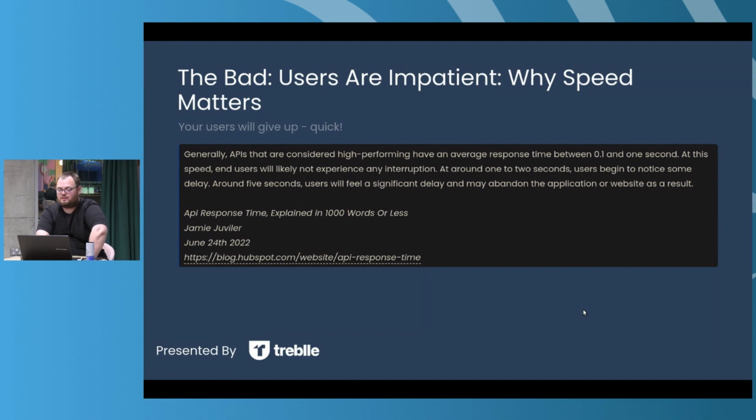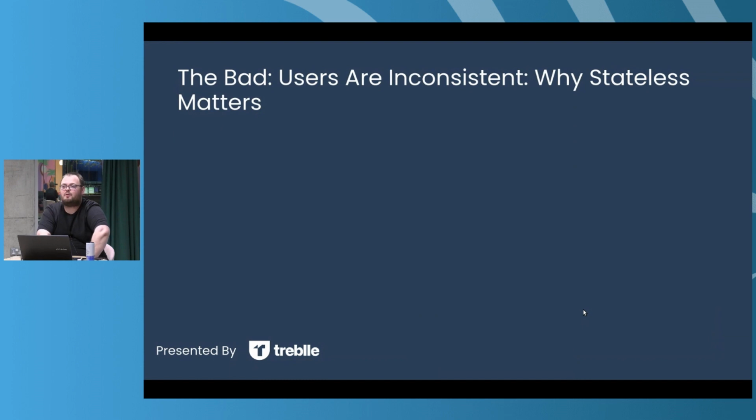Now, that was talking specifically about APIs, and he says between 0.1 and 1 second is reasonable. I would actually say that this was only written in 2022, but I would say it's actually even faster than that now. People are abandoning sites in 0.3 seconds if it hasn't given you the first load, and an API should be responding faster than that. So speed really matters. Your users will give up quickly. So why does stateless matter?